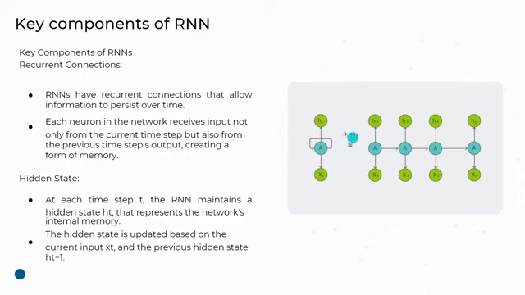And the other thing is the hidden state. Hidden state represents the network's internal memory. The hidden state is updated based on the current input and the previous hidden state.